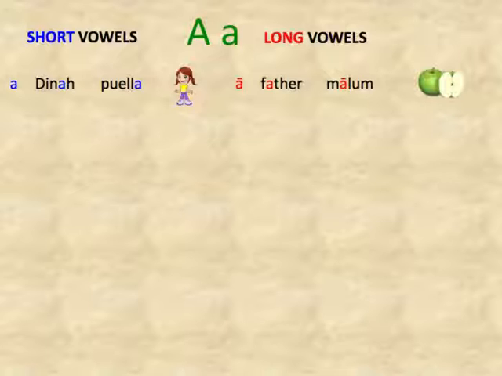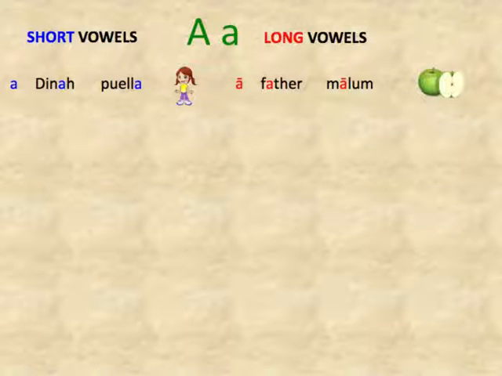All right, so first we'll start by saying the name of the letter, A. Then we'll do the short sounds, Dinah, Puella. Then we'll say the long sounds, father, Malam. And then we'll wrap it up by saying the short sound and the long sound so we can hear them together.